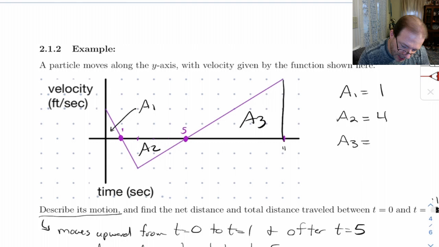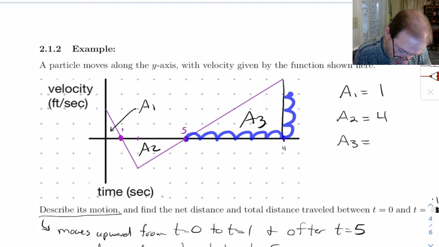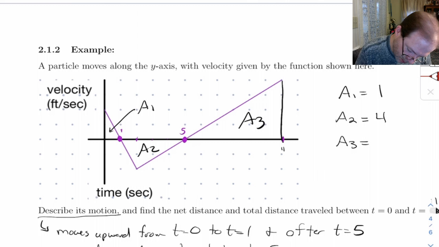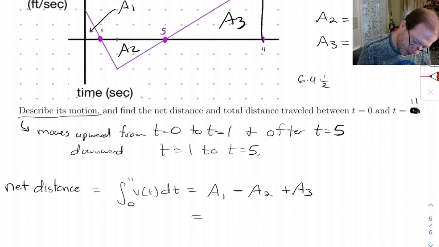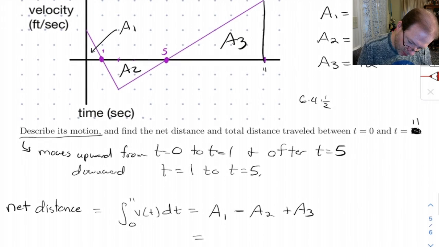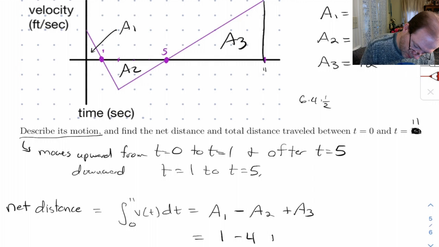And the area of this last one, let's see, 1, 2, let's try it again. 1, 2, 3, 4, 5, 6 by 1, 2, 3, 4. 6 by 4 by 1/2 is 12. All right, so the net distance is going to be 1 minus 4 plus 12. So that's 9.